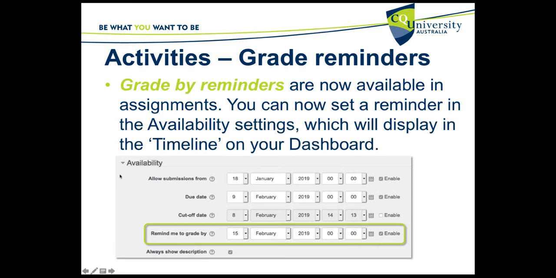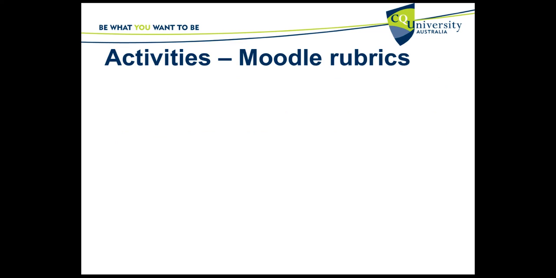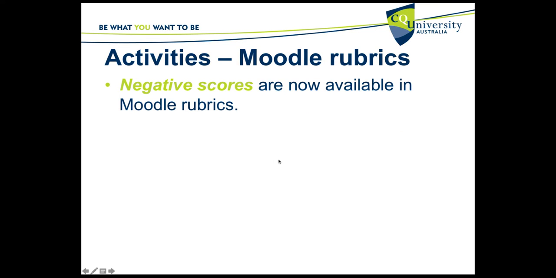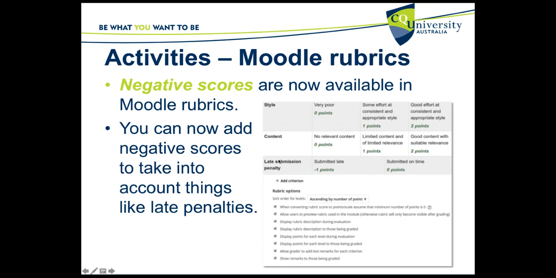Grade by reminders are now available in assignments. You can now set a reminder in the availability settings, which will display on the timeline on your dashboard. Negative scores are now available in Moodle rubrics. You can now add negative scores to take into account things like late penalties.